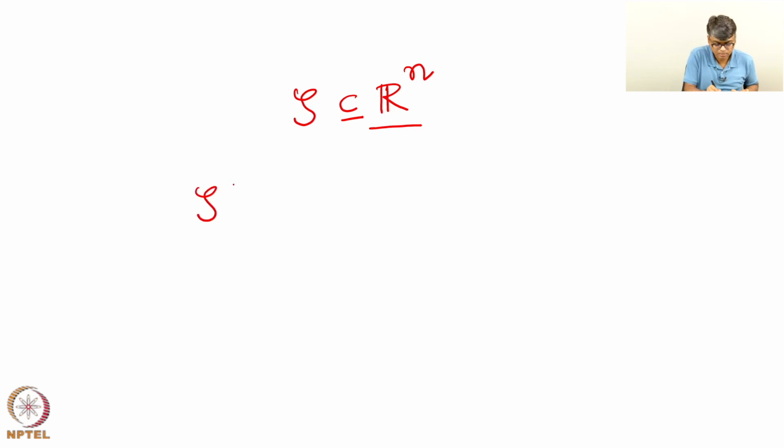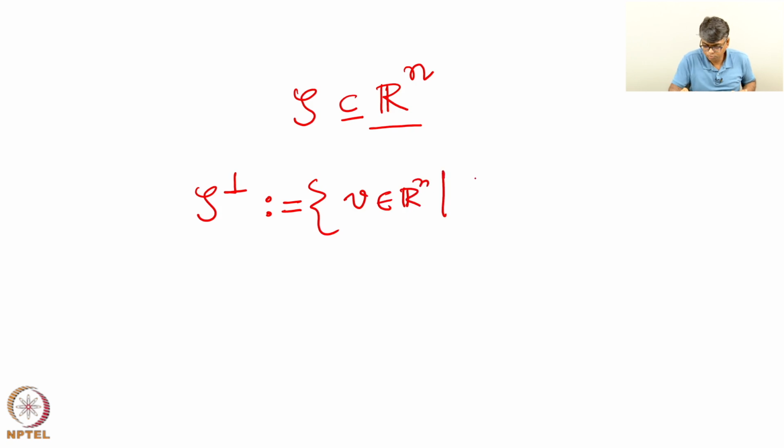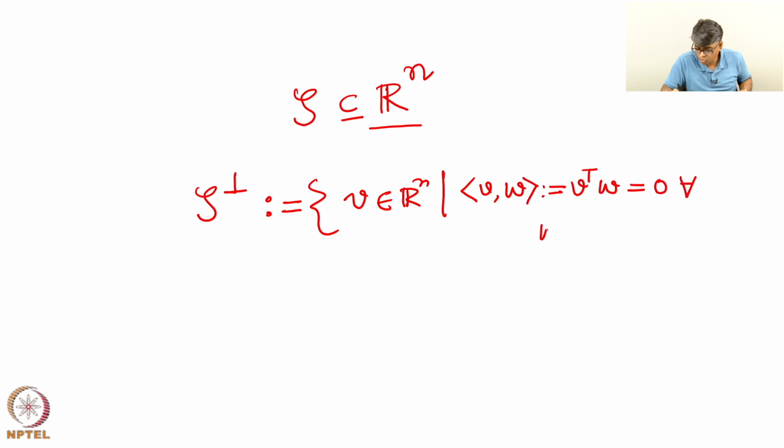S perp. What is S perp? S perp is the collection of all those vectors V in Rn, such that when you look at the dot product, that is V W, which is by definition V transpose W, is equal to 0 for all what? For all W in S, right? Yeah, that's what S perp means.